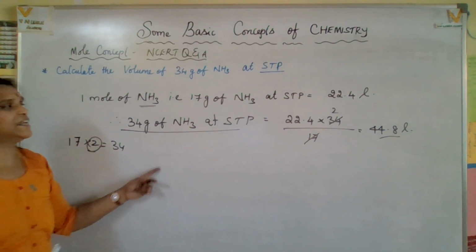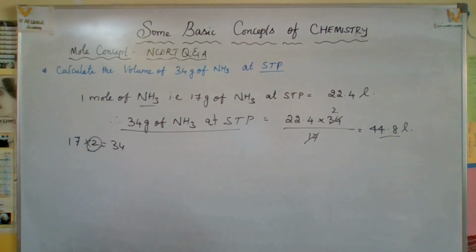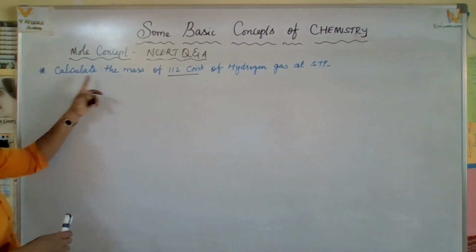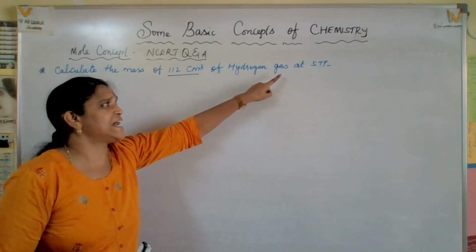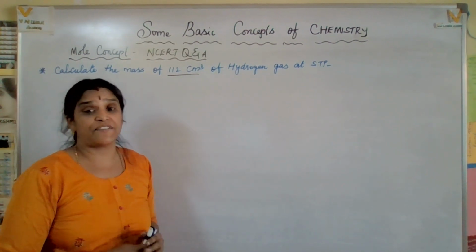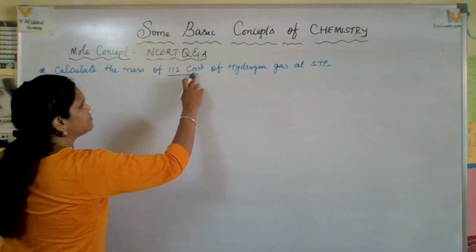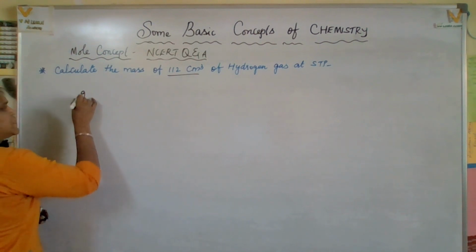Okay, now let us go for some more important and interesting sums. Simple and interesting question: calculate the mass of 112 centimeter cube of hydrogen gas at STP. They asked for the mass of hydrogen. Come on, let us identify it. 112 centimeter cube of hydrogen gas at STP. Now let us go for that volume.